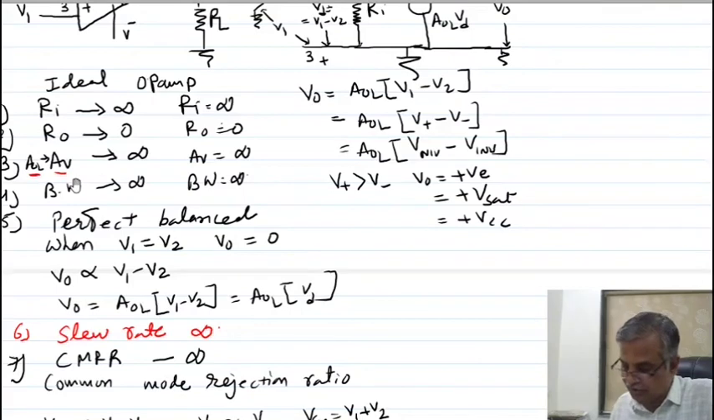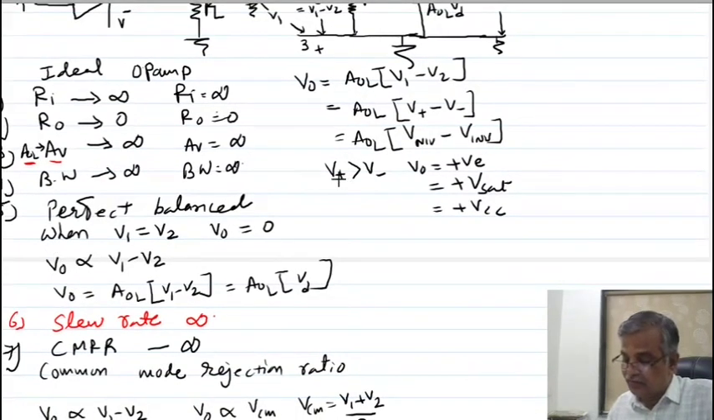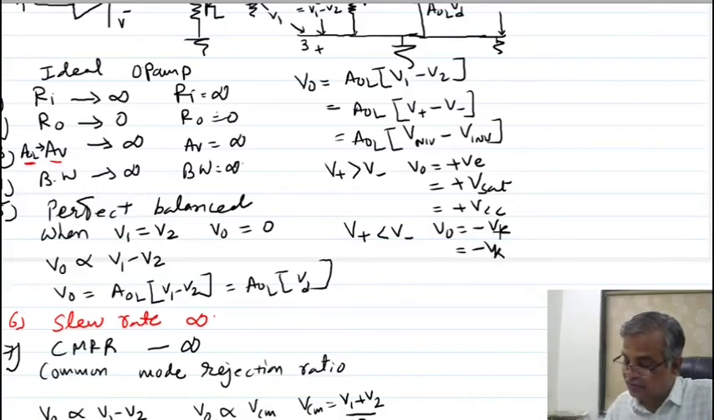This is most important. Remember, when the voltage at the non-inverting terminal is more than the voltage at the inverting terminal, the output is plus VCC. When the voltage at the non-inverting terminal is less than this, the output is negative. It is called minus V saturated, or minus VCC. This I am telling you for open loop operation.